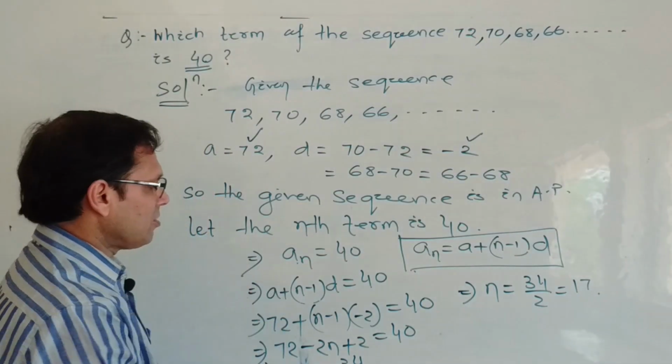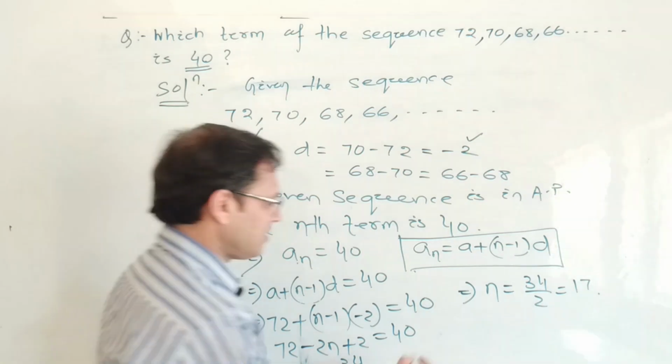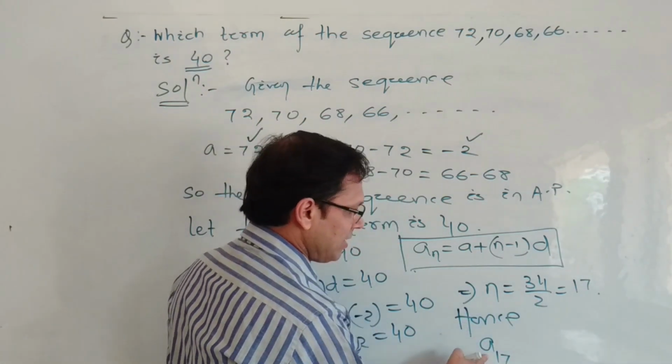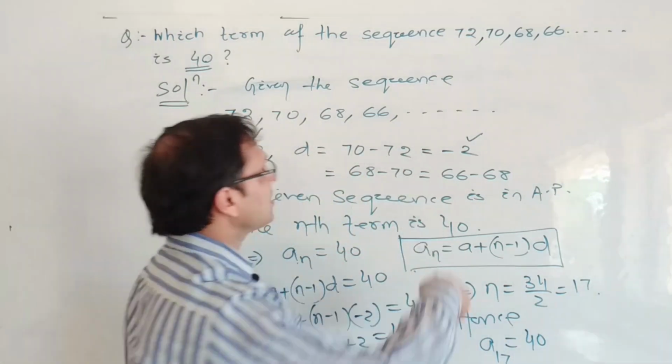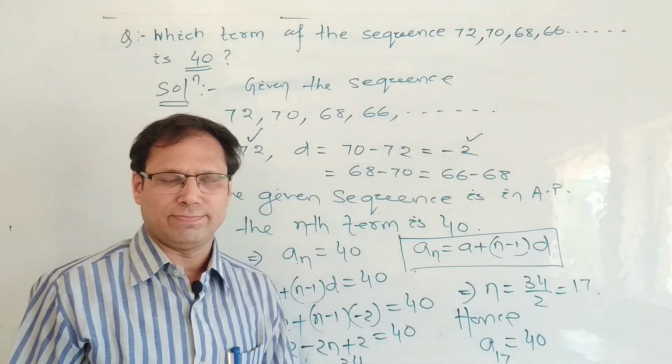So you can solve yourself. So what is the value of n? N is equal to 17. Hence a17, the 17th term, is equal to 40 of the sequence. So make it a note. Now we'll go to the next problem.